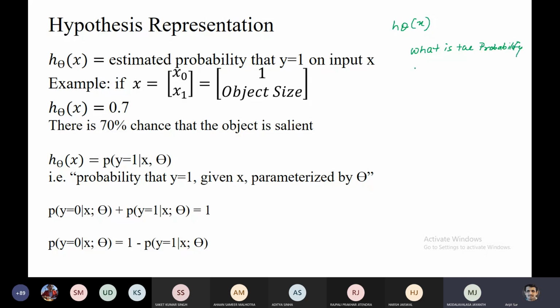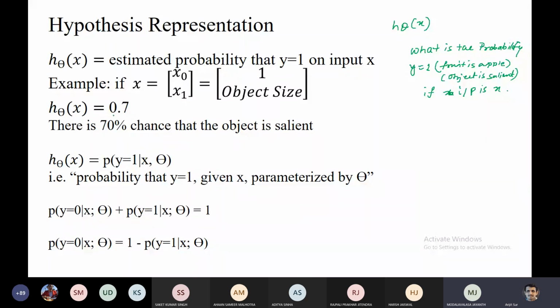What does y is equal to 1 mean? Something like, you can say the fruit is apple, given fruit is apple, you can say y is equal to 1, or the object is salient, whatever your thing is, that is y. What is the probability that y is equal to 1 if x is given, or if the input is x. Okay, so that is basically it.